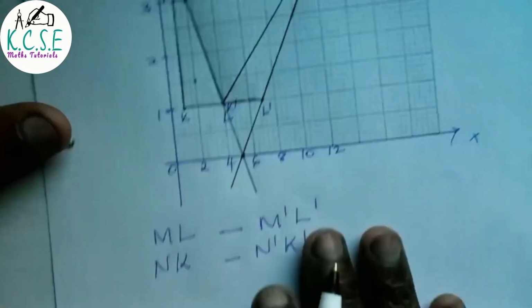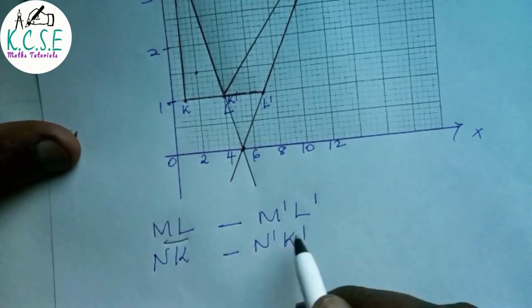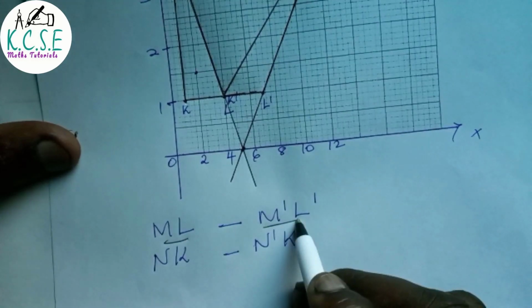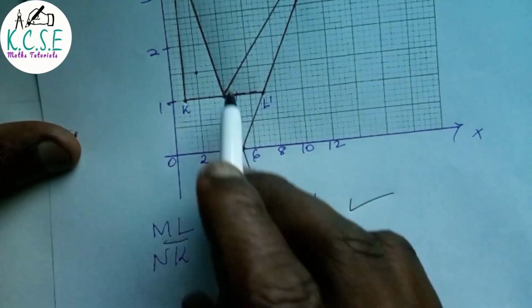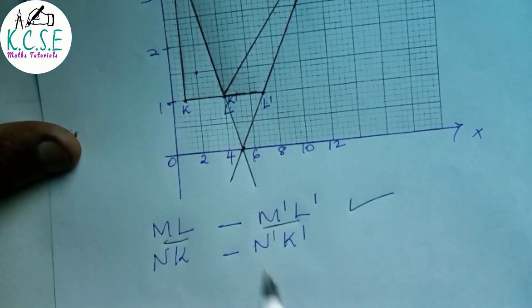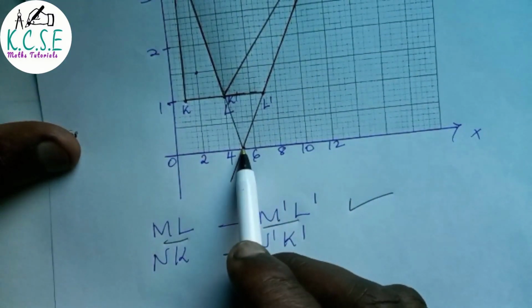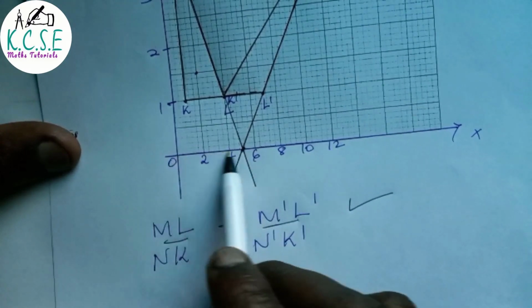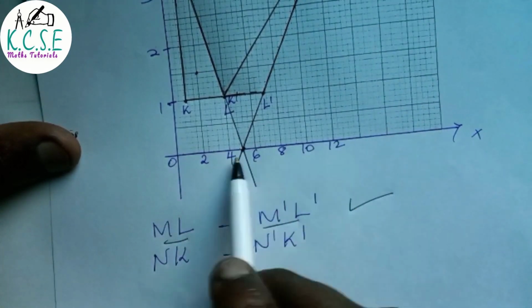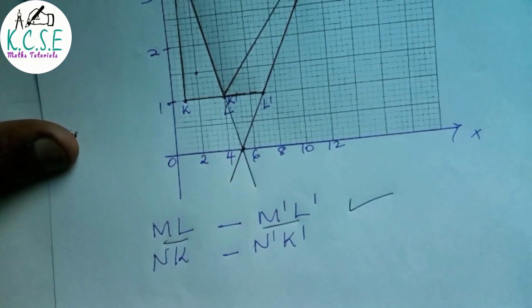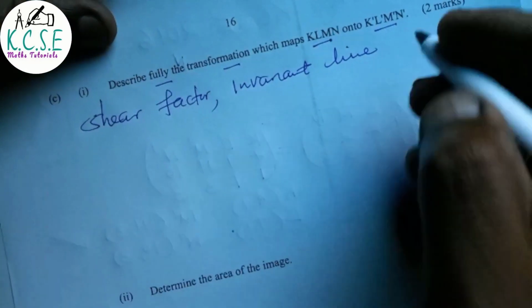We've just taken these, ML and M prime L prime. Just extend them. The point of intersection of those two lines is the invariant line. Where they meet, they are meeting on this line, and this line is the x-axis. So that's the easiest way to identify the invariant line. So therefore, the invariant line is the x-axis.